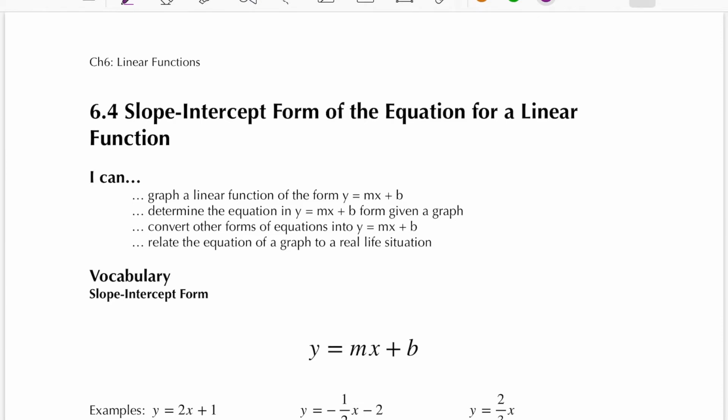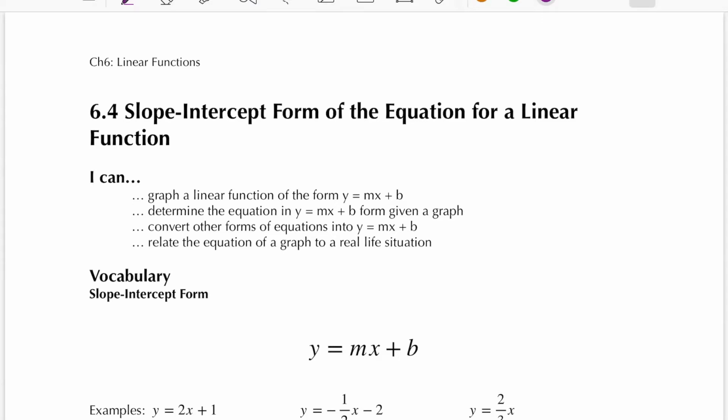By the time you're done this lesson, you should be able to graph a linear function of the form y equals mx plus b, determine the equation in y equals mx plus b form given a graph. Remember, always going two ways. Given the equation, determine the graph. Given the graph, determine the equation. Convert other forms of equations into the slope-intercept form, y equals mx plus b. Relate the equation of a graph to a real-life situation.